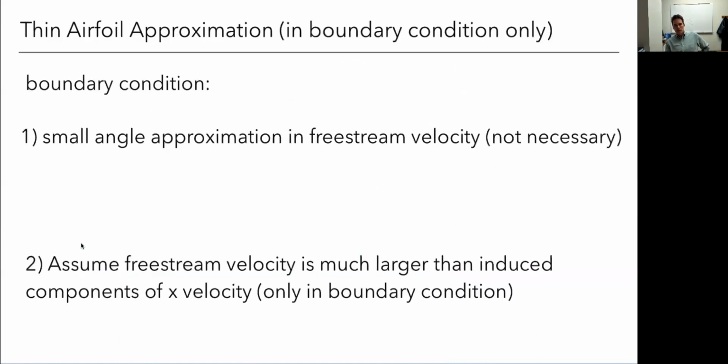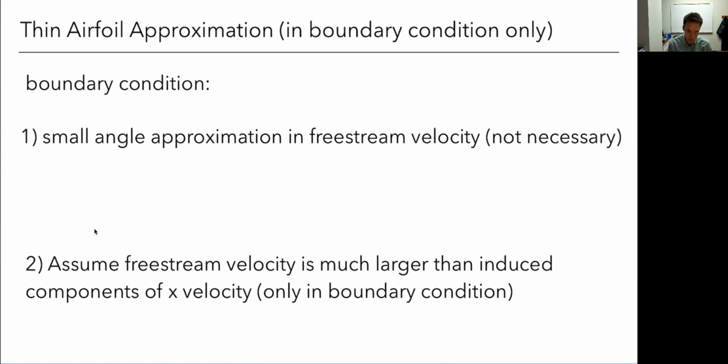And I want to emphasize that all of these approximations we'll only do in the boundary conditions. So later when we regenerate flow fields, we calculate velocities, we calculate pressures and forces, we will not use these simplifications, but we will do that just to do the boundary condition to solve for what the source and vortex strengths need to be.